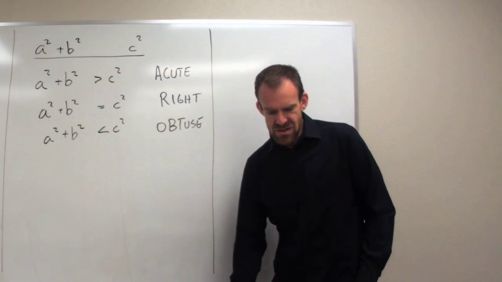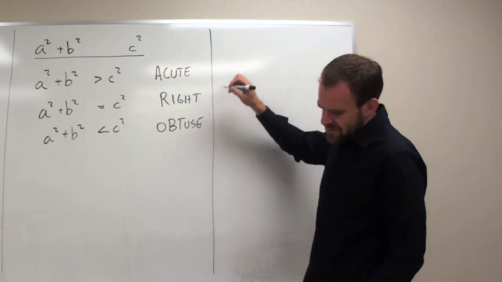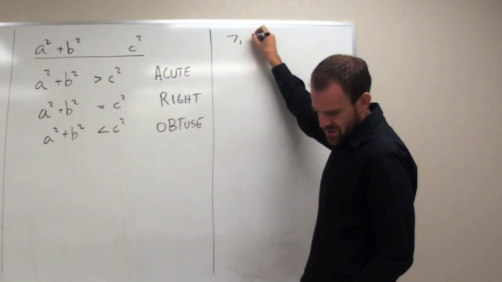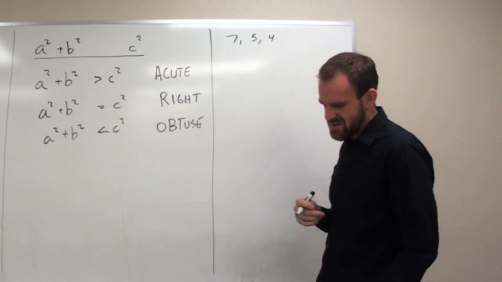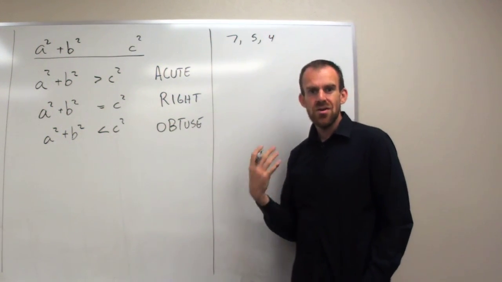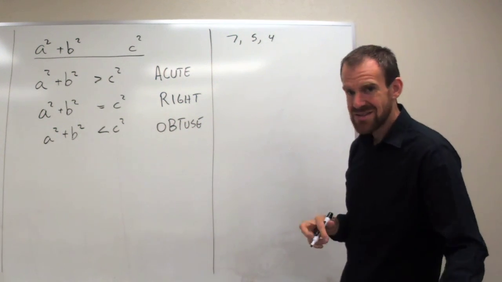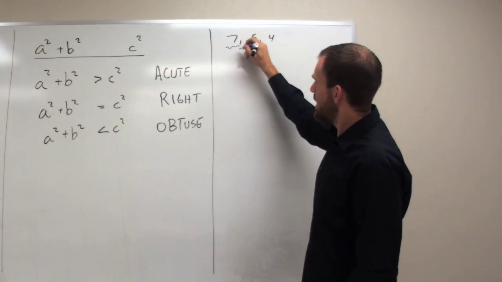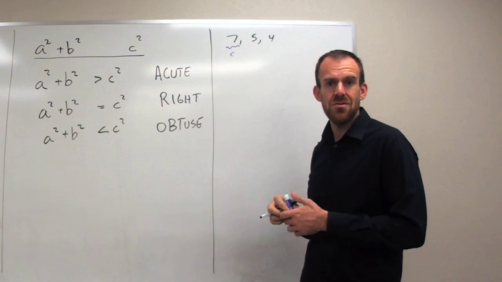Never mind. So the lengths of the sides of a triangle are 7, 5, and 4 respectively. Is the triangle a right triangle, acute, or obtuse? So our first step is to find the longest side. That's going to be C, and the other two really don't matter.